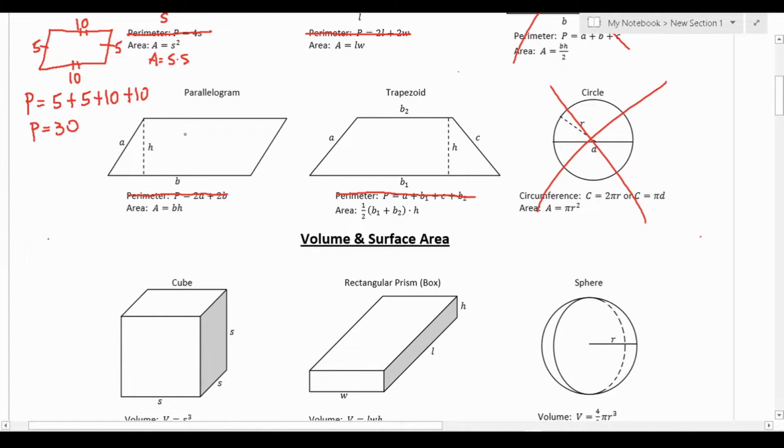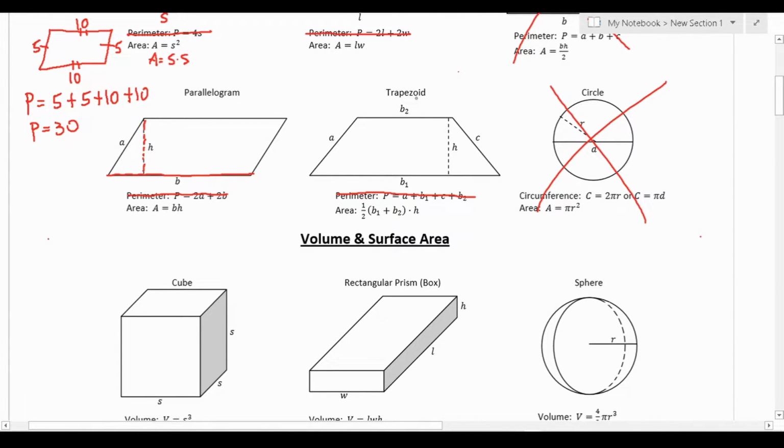To find the area of a parallelogram, you take its base, which we can see is right down here, times its height, which is right here. And that's it. Again, area of a parallelogram is base times height. And as long as you can identify its base and height, that's pretty straightforward as well.